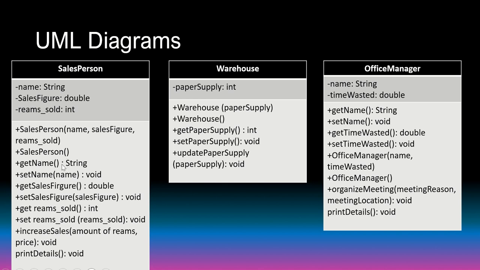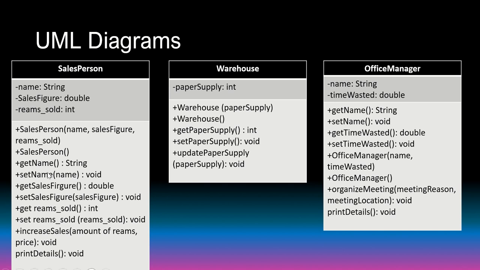So we can see after the colon, there is a return type. Get name is going to return a string because the name is defined as a string. Get sales figure is going to return a double because it has been defined as a double. Get reams sold is going to return an int because it's been defined as an int. So those are our get methods.